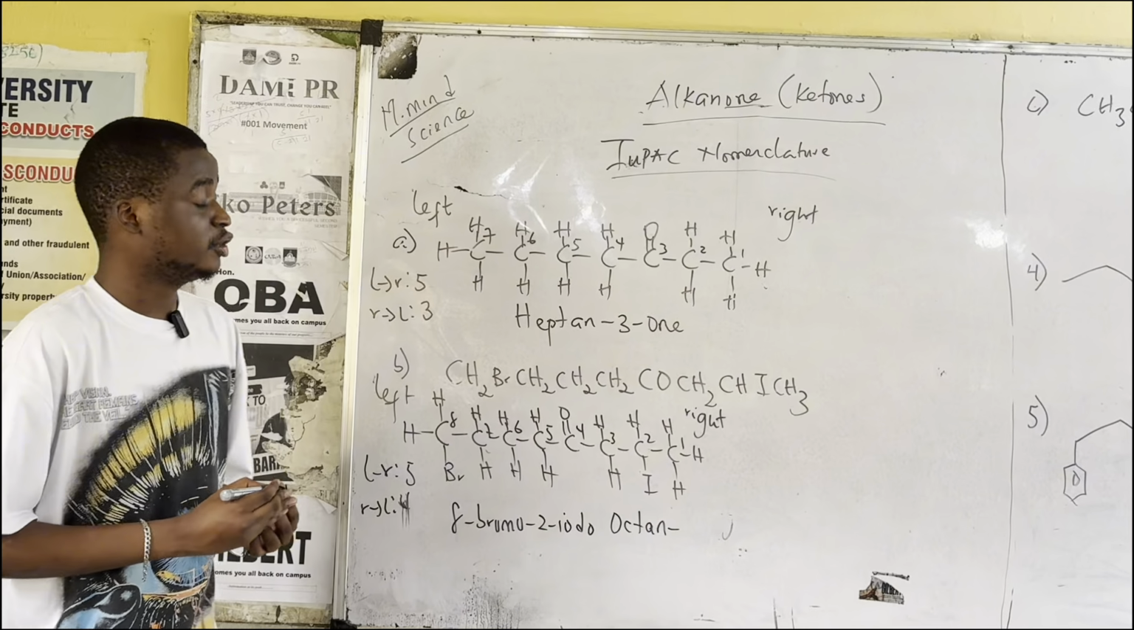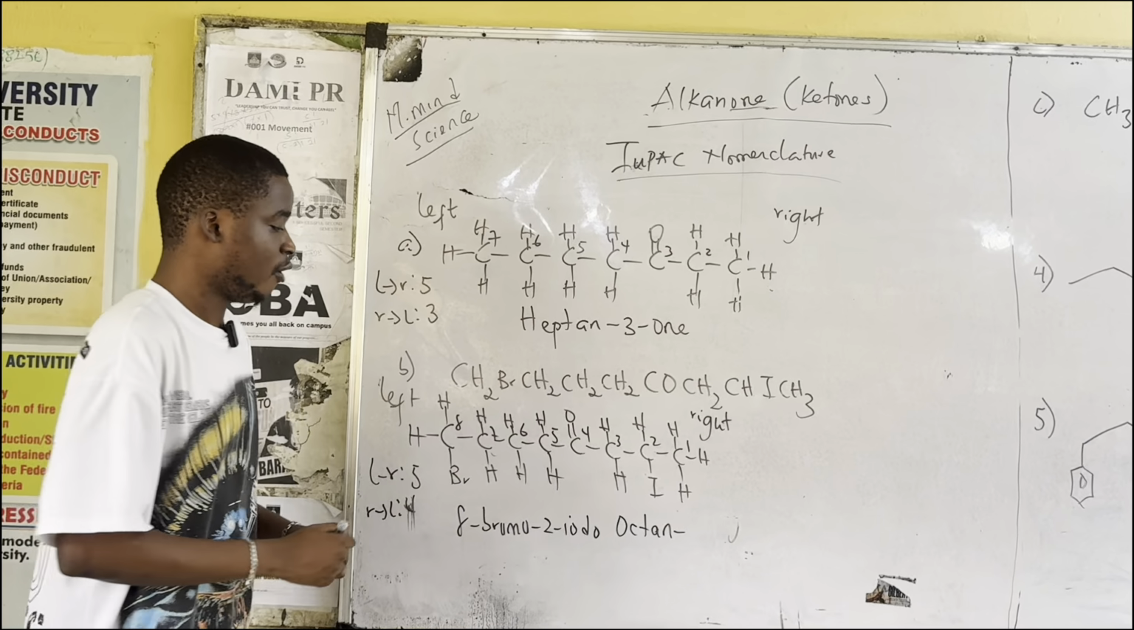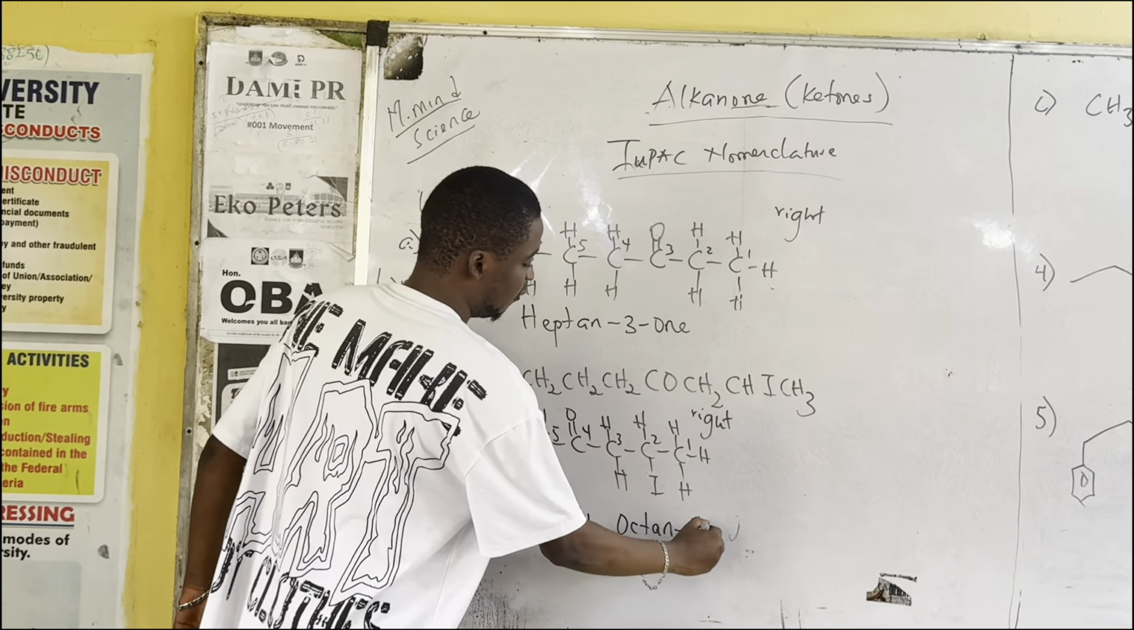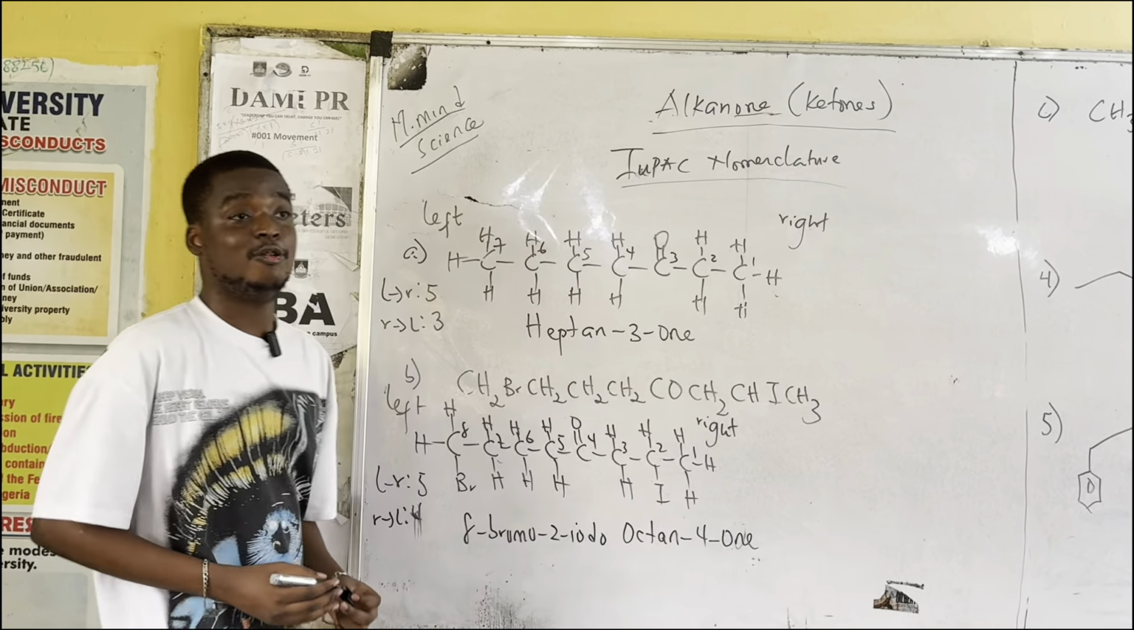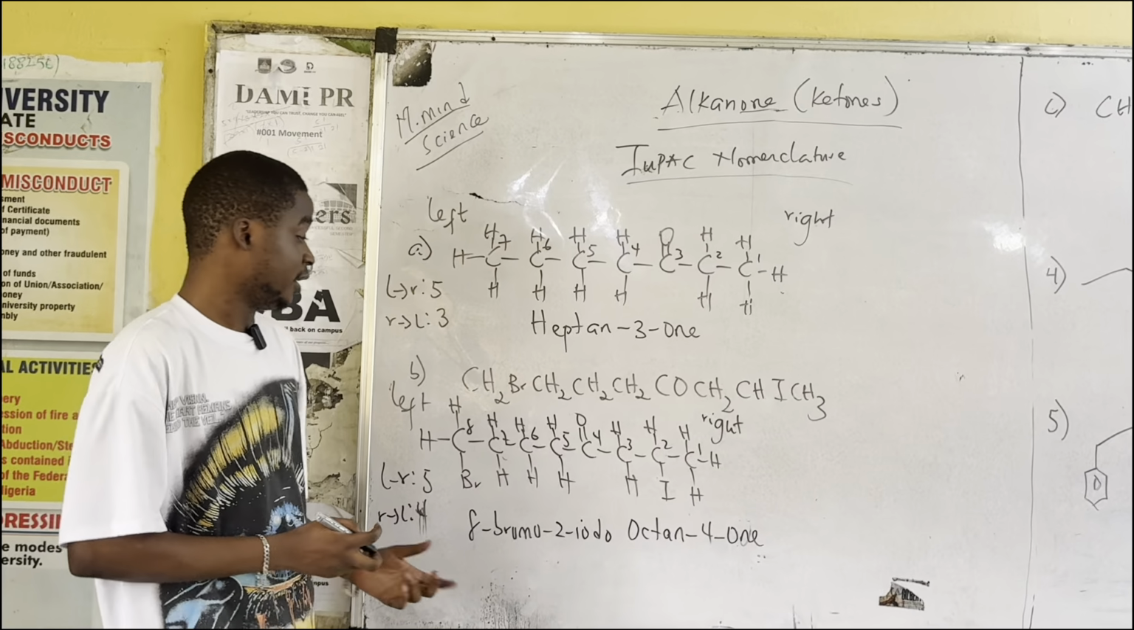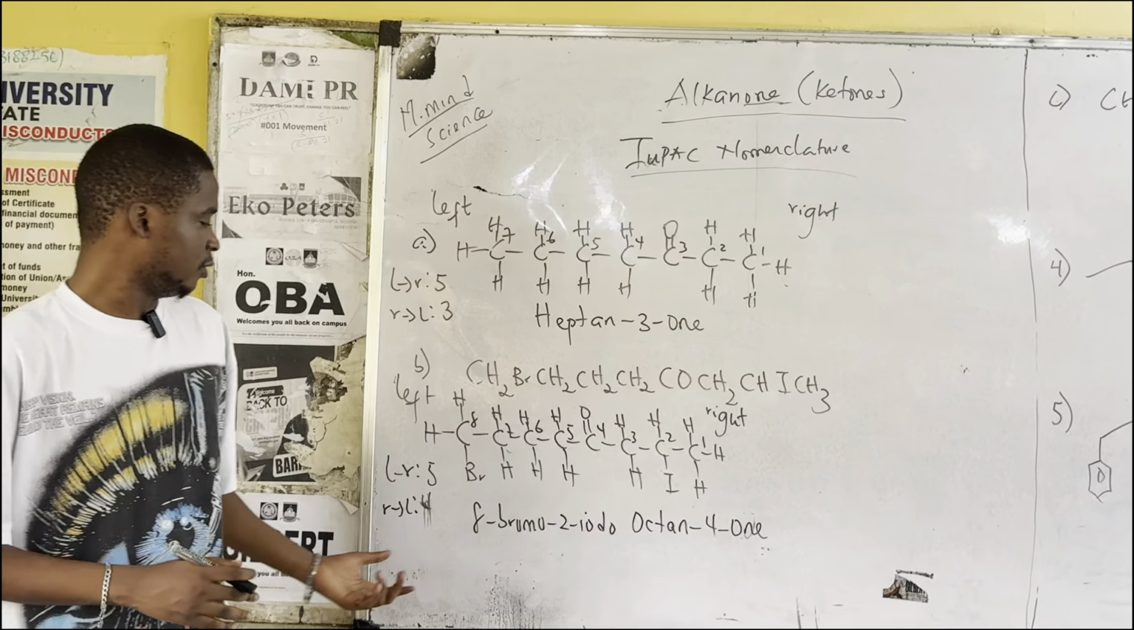Octane. What is the position of the functional group? 4. So octane 4, and what's the functional group name? One, O-N-E. It's not 1. One. Alright, so that is the name for structure B.